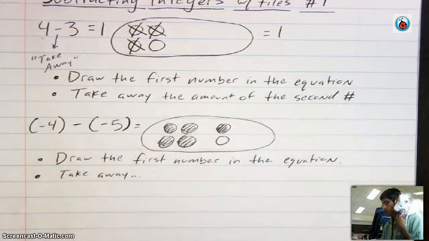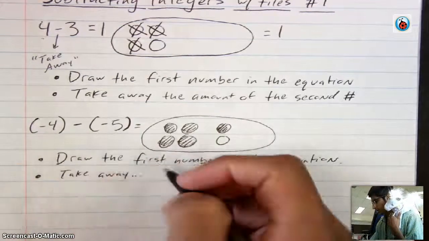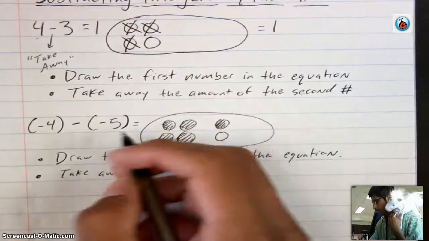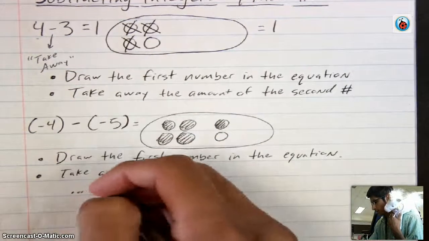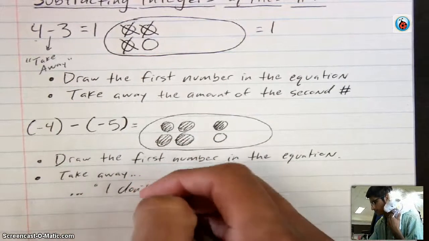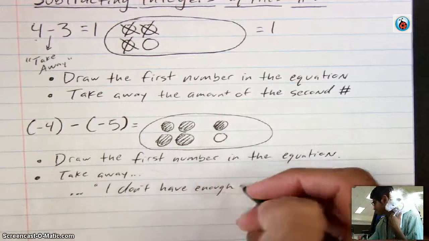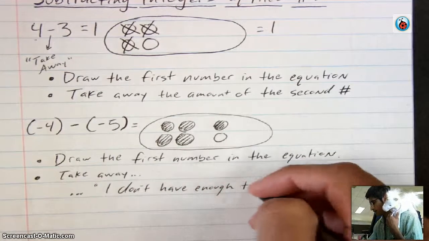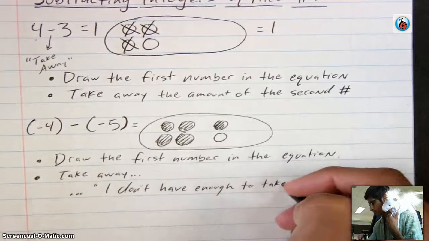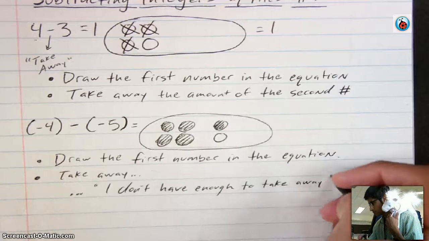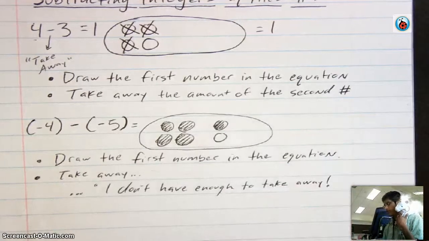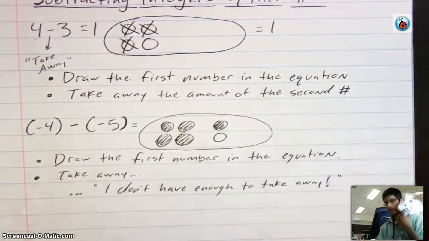So what you need to do is, if you're trying to take away and then you realize I don't have enough to take away, you need to draw zero pairs. So if you come to the example and you realize I don't have enough to take away, you got to do something about it.